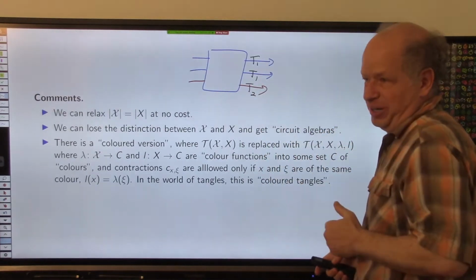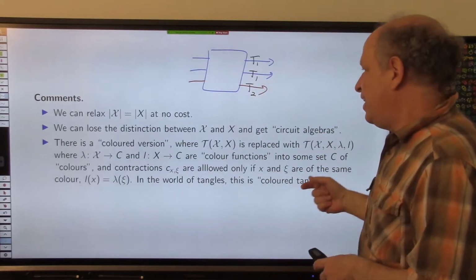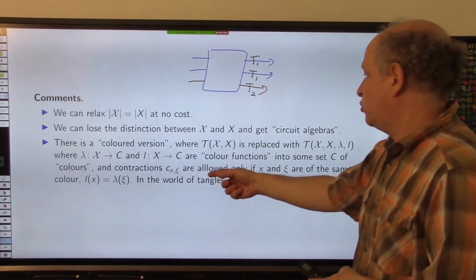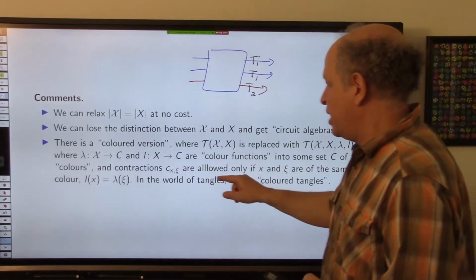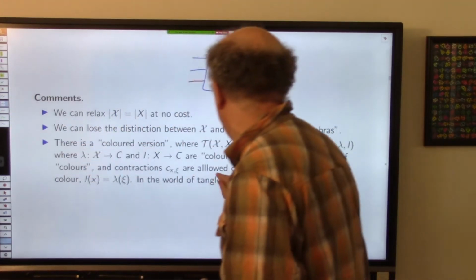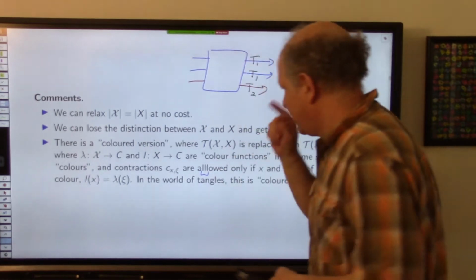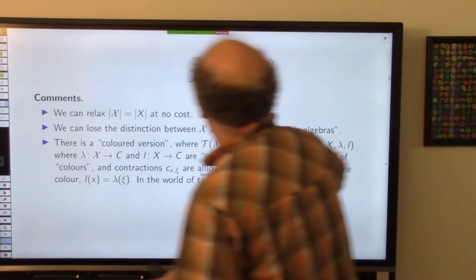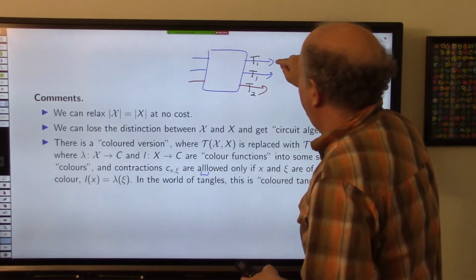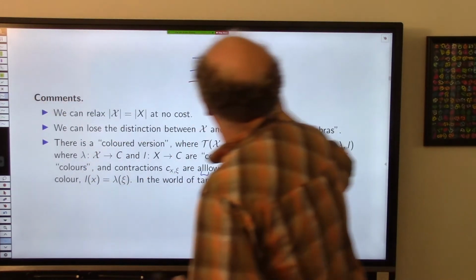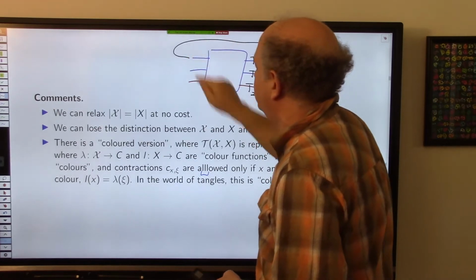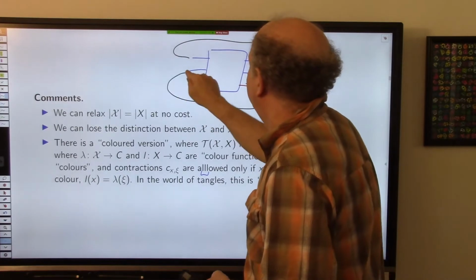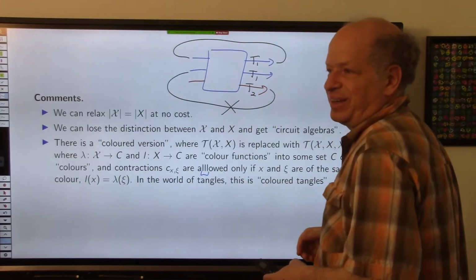Names of variables. Okay? And the condition, we will put a new condition, and the condition is that we are allowing a contraction. I guess I can't spell the word allowed, sorry about that. But we are allowing a contraction only if you are contracting something to something of the same color. So this is allowed, but this is not allowed. Okay?